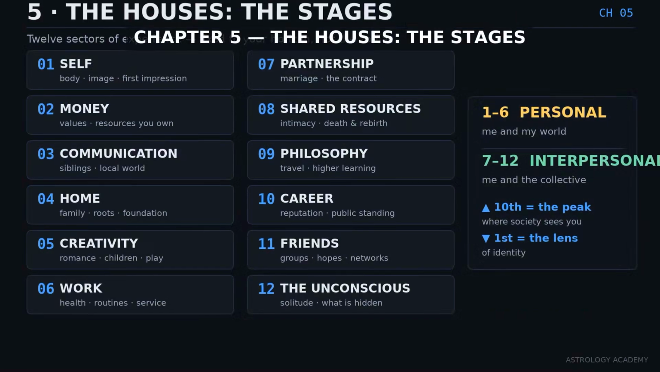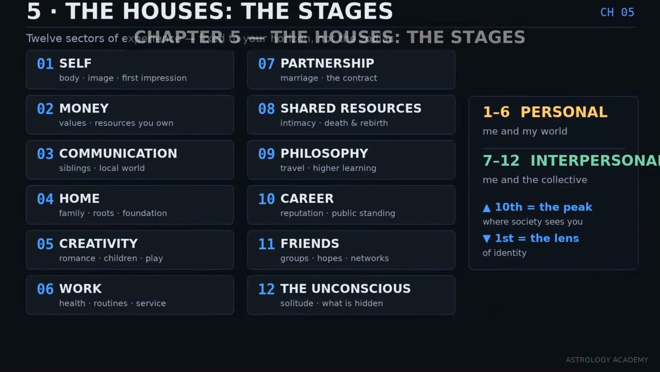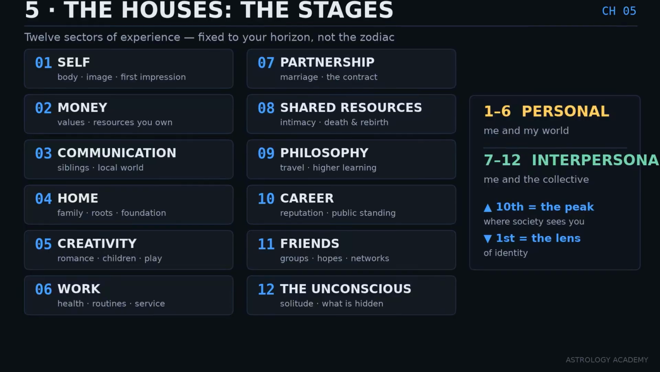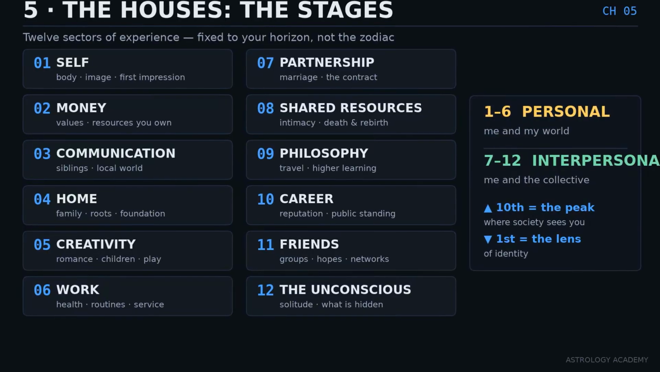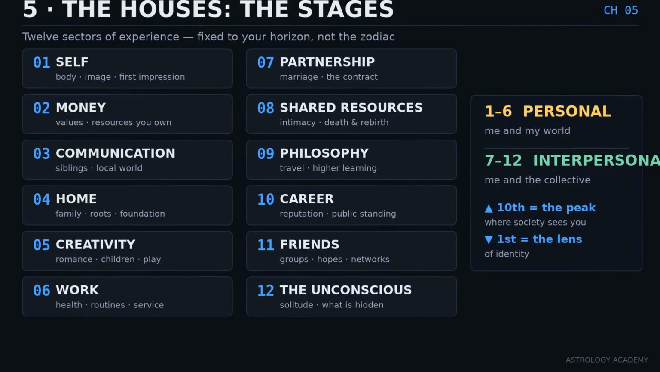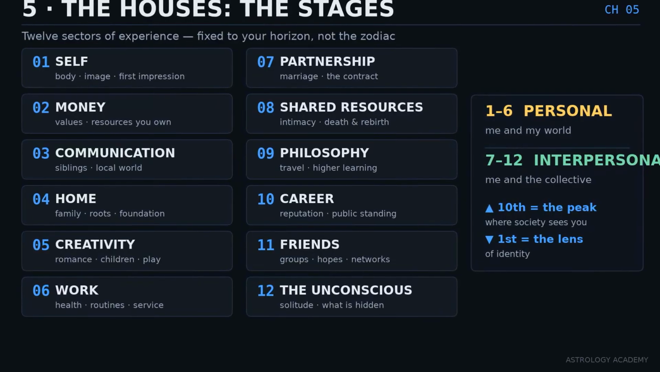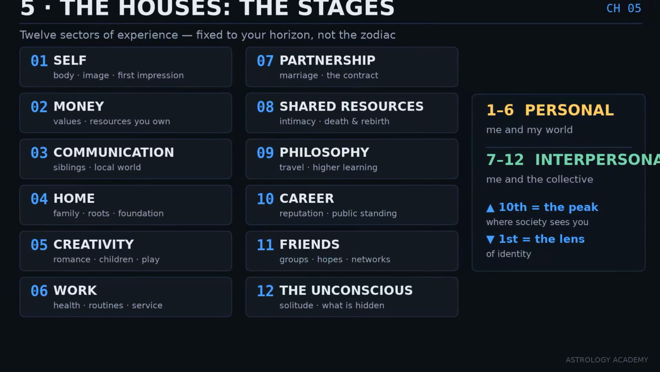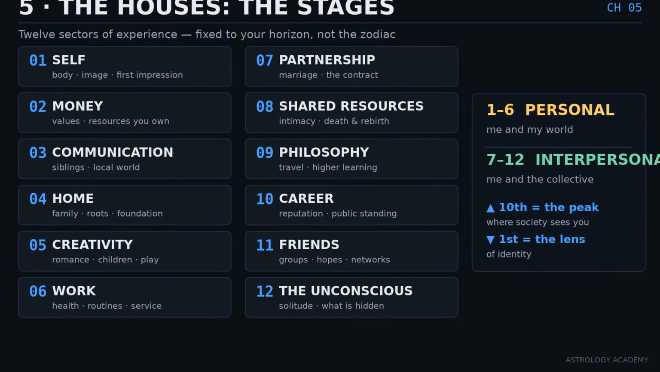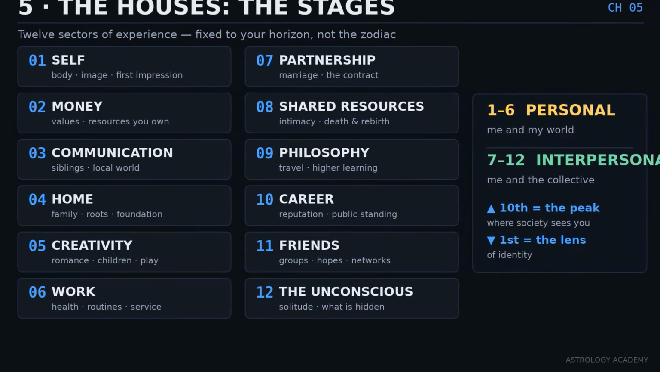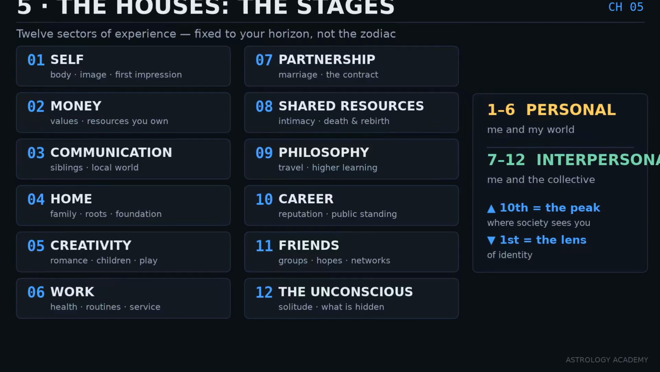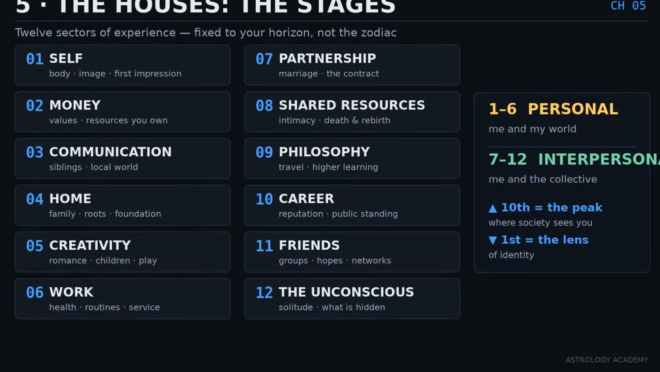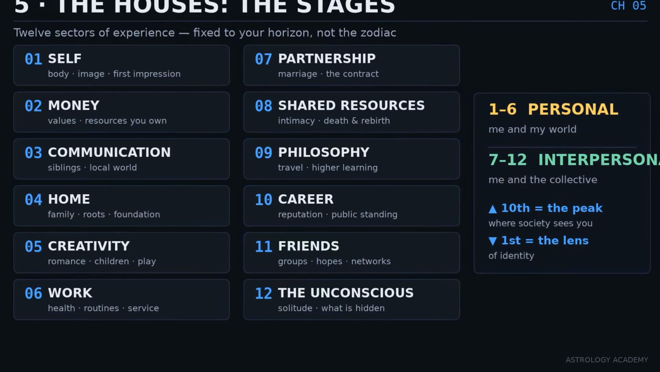Layer 3, the houses. If the zodiac ring is the sky, the houses are the stages of life, 12 sectors of experience, fixed to your local horizon, not to the zodiac. Here is the fastest way to memorize them by theme. First house. Self, body, appearance, how you enter a room. Second, money, values, resources you own. Third, communication, siblings, the local world. Fourth, home, family, roots, the foundation. Fifth, creativity, romance, children, play. Sixth, work, health, daily routines, service.